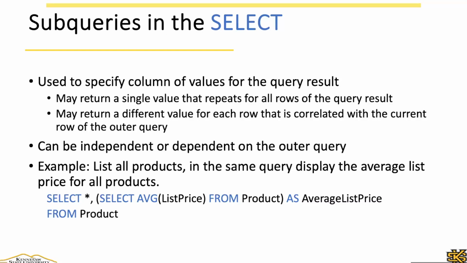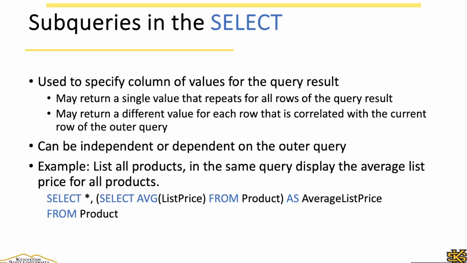Now let's take a look at subqueries in the select clause. When we use a subquery in the select clause, we are identifying a new column to be selected. It is best to use the as keyword to name that new column, to make it easier to reference later. The subquery may return a single value that repeats for all rows in the query results, or it may return different values for each row if it is correlated with the current row of the outer query.